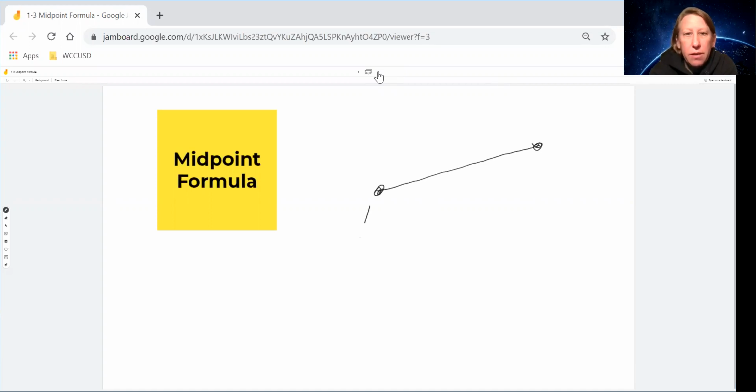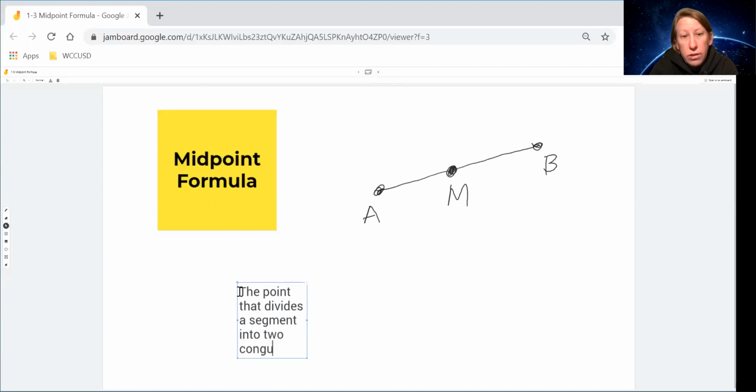So here's segment AB, or line segment AB. And if I want to find the midpoint, it's the point exactly in the middle. It's the point that divides the segment into two congruent parts. Midpoint: the point that divides a segment into two congruent segments.